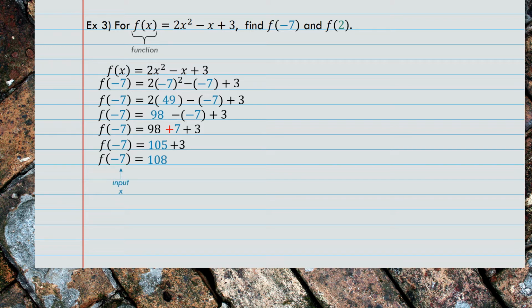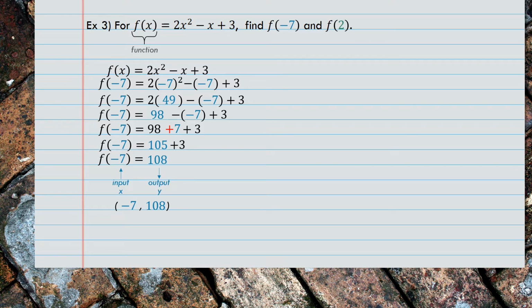Notice, negative 7 was the input value. It took the place of x. 108 is the output value, or the result, which means that must be the y value. And if you think of x and y, you may be thinking of an ordered pair, which means this information actually corresponds to the ordered pair of negative 7 as the x value and 108 as the y value.